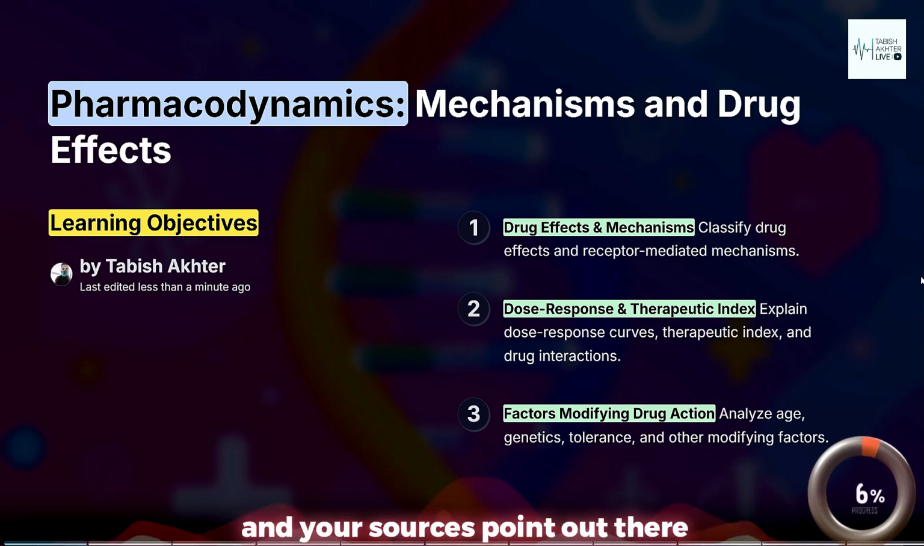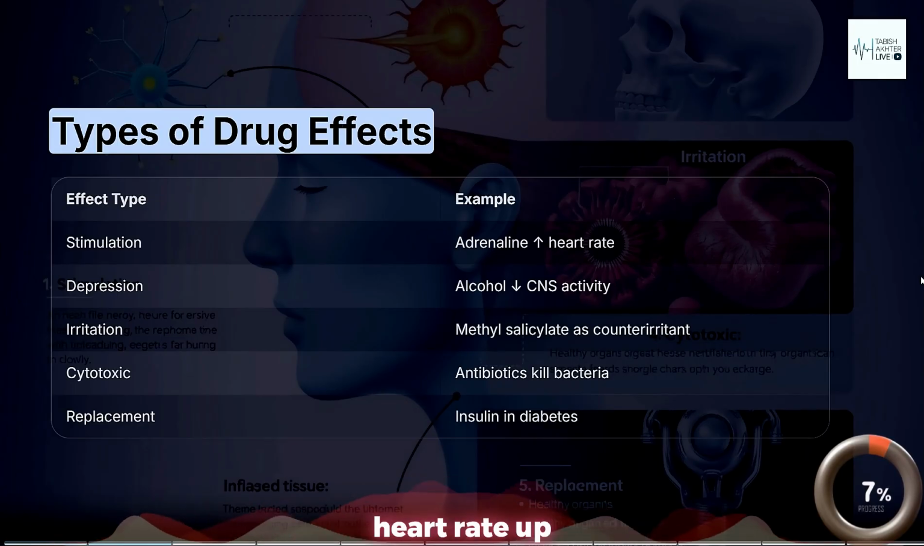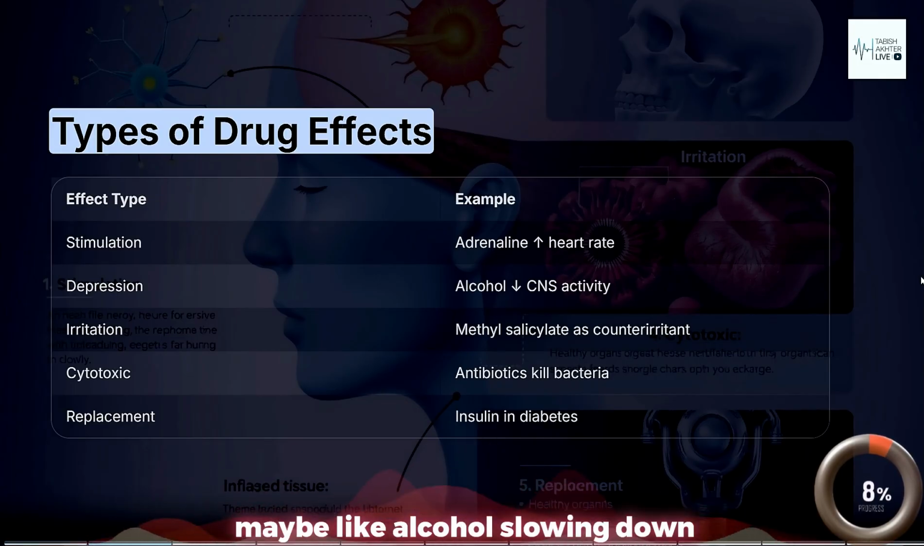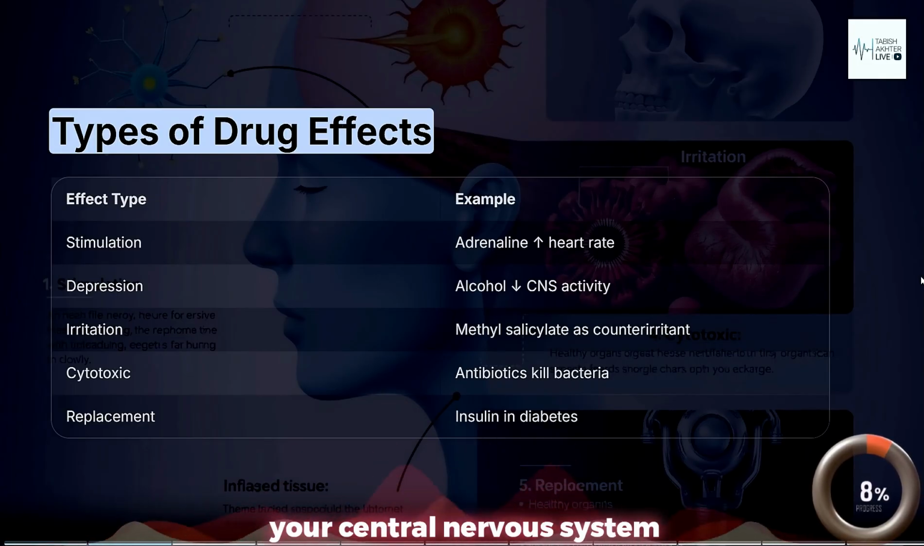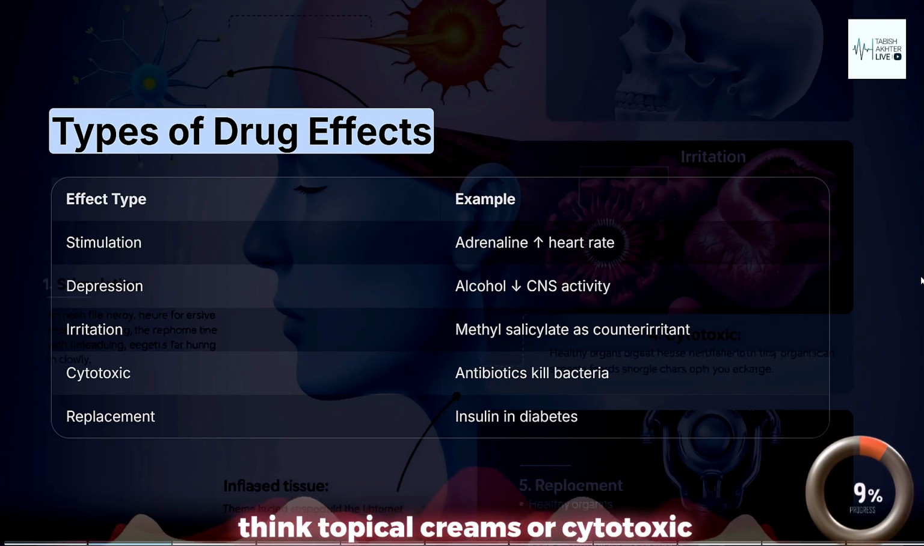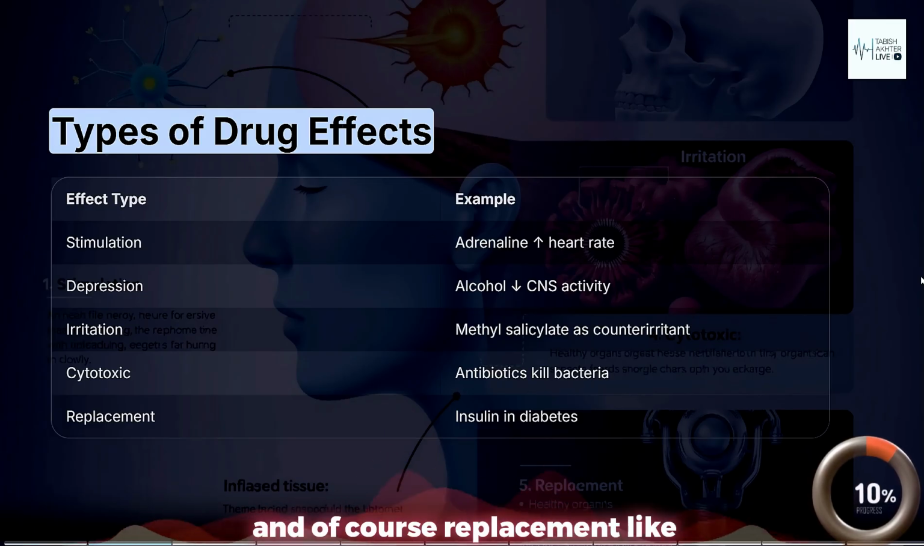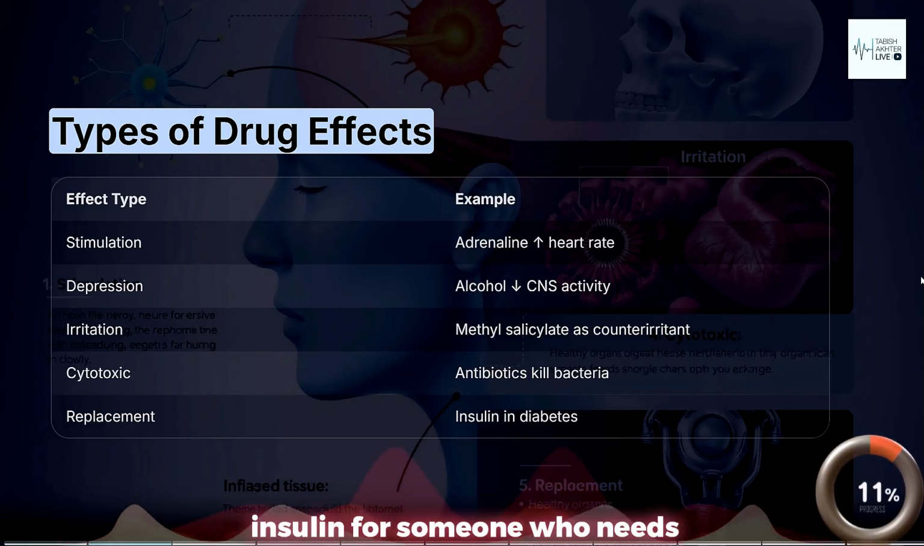Exactly. And your sources point out there isn't just one way. You've got stimulation, like adrenaline kicking your heart rate up. Then there's depression, maybe like alcohol slowing down your central nervous system. You also see irritation, I think topical creams, or cytotoxic effects where antibiotics, say, target bacteria. And, of course, replacement, like insulin for someone who needs it.